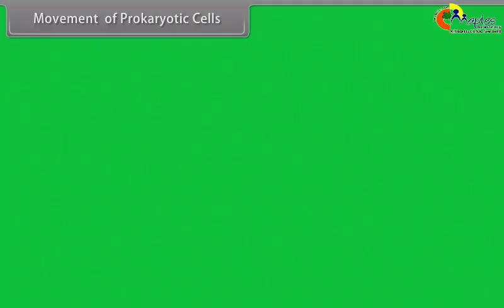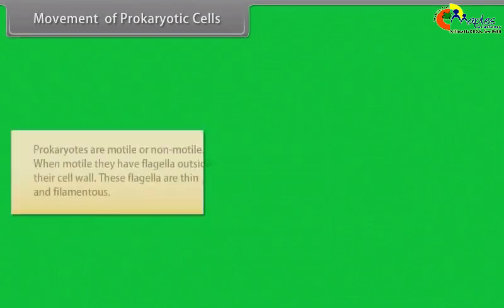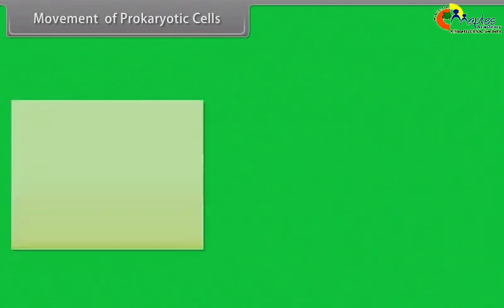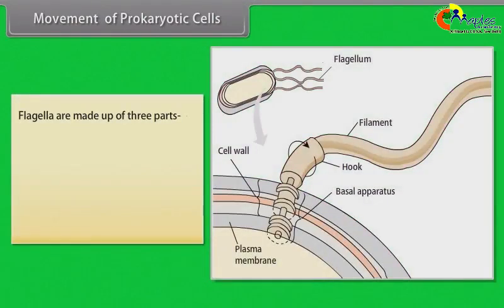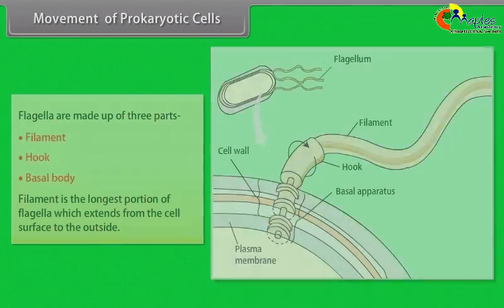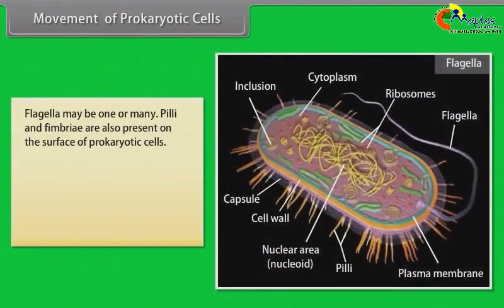Movement of prokaryotic cells. Prokaryotes are motile or non-motile. When motile, they have flagella outside their cell wall. These flagella are thin and filamentous. Flagella are made up of three parts: filament, hook, and basal body. Filament is the longest portion of flagella, which extends from the cell surface to the outside. Flagella may be one or many.